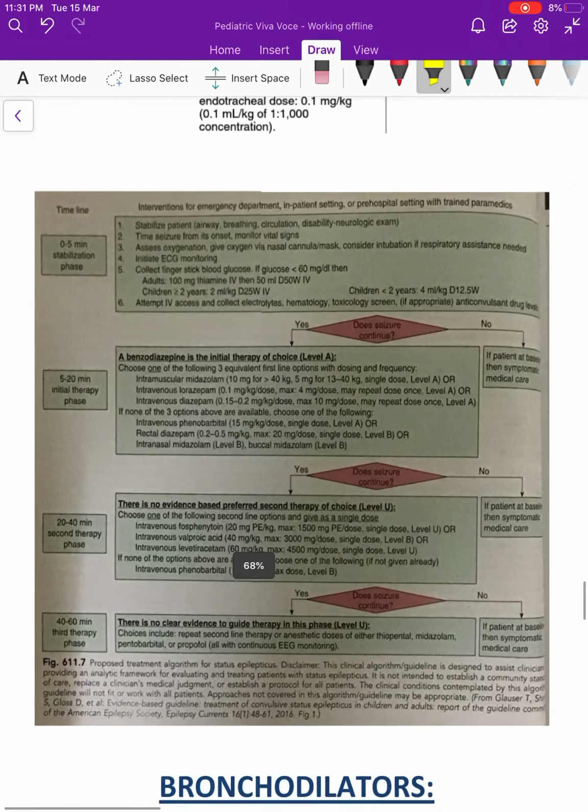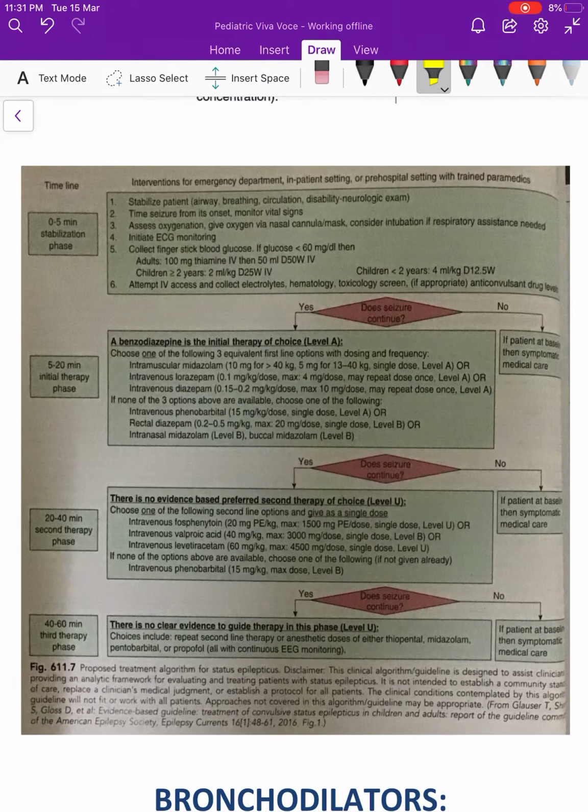Then they might ask about the status epilepticus algorithm. So you can go through this algorithm. This is the status epilepticus algorithm, the most recent one. You guys can later on go through this algorithm once, because this is one of the most common presentations. They will invariably keep a few anti-epileptic drugs, and once they ask about anti-epileptic drugs, the examiners do have a tendency to ask about status epilepticus management as well. So please go through this algorithm.